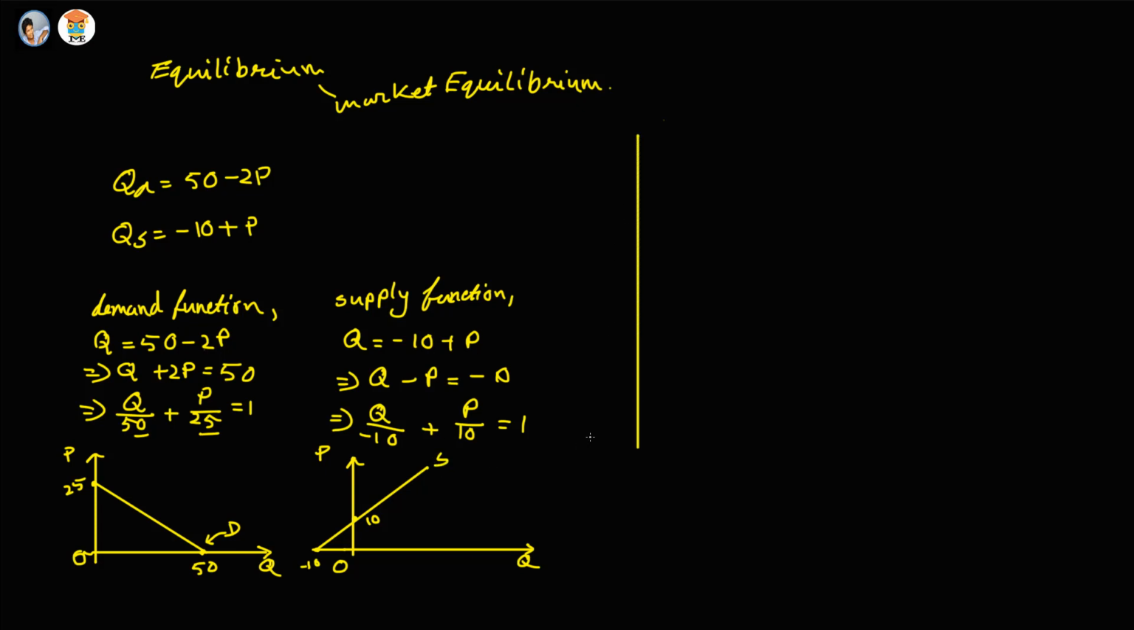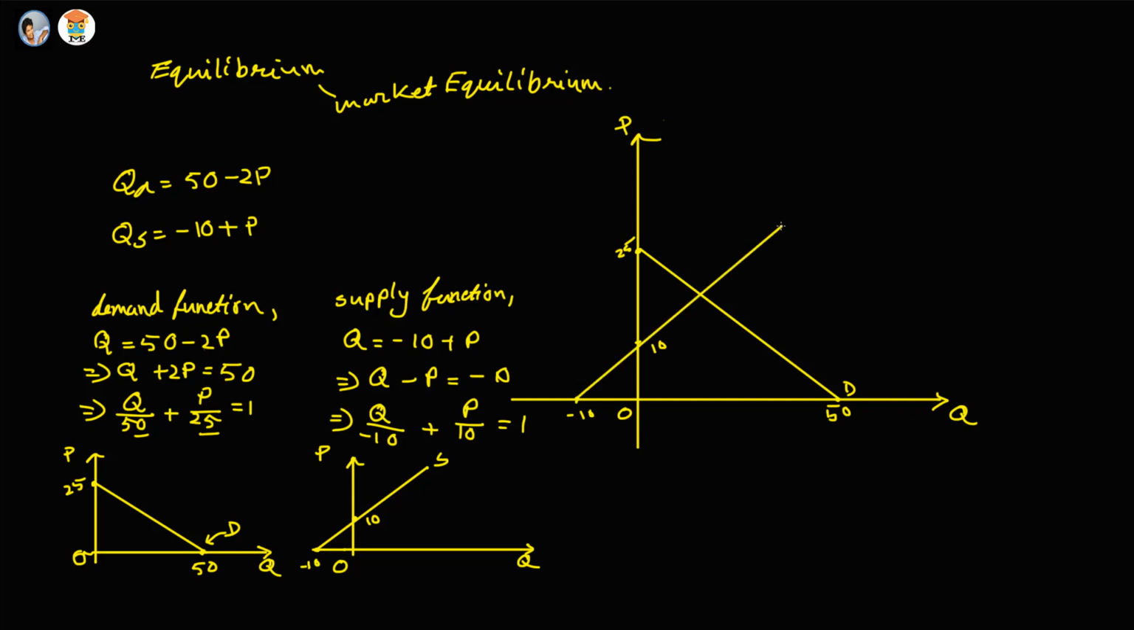Let us draw a bigger diagram. This is quantity, this is O, and this is price. For the demand curve, now this is 25 and say this is 50. If we join this point with this point, we get the demand curve. For the supply curve, let us consider this is minus 10 and here this is 10. Now if we join this point with this point and extend the line, we get the supply curve.